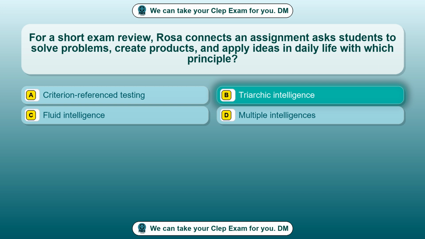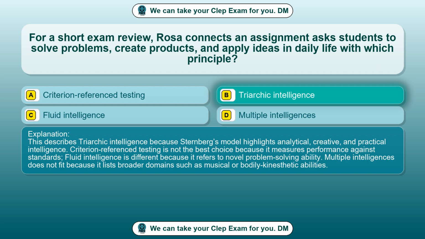Triarchic intelligence. This describes triarchic intelligence because Sternberg's model highlights analytical, creative, and practical intelligence. Criterion reference testing is not the best choice because it measures performance against standards. Fluid intelligence is different because it refers to novel problem-solving ability. Multiple intelligences does not fit because it lists broader domains such as musical or bodily kinesthetic abilities.